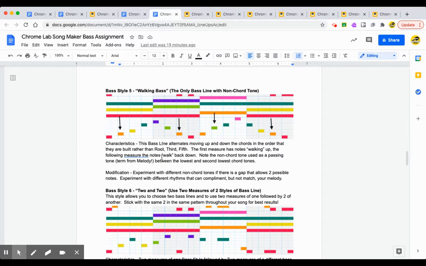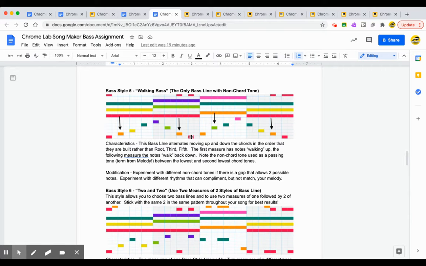And so you're going to see those marked with an arrow. And so the bass line alternates moving up and down of the chord, where the root, third, and fifth are going to be used. The first measure has the notes walking upwards. So you have a red, orange, yellow, green. And then the second measure walking down, blue, green, orange, red. Again, marking out the non-chord tones, which are used as passing tones here. Remember that term from the melody.